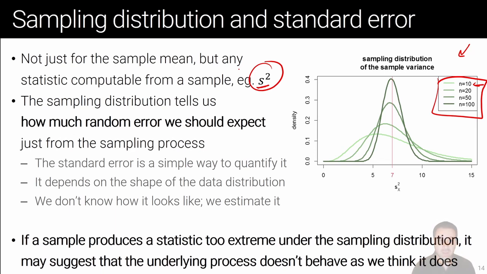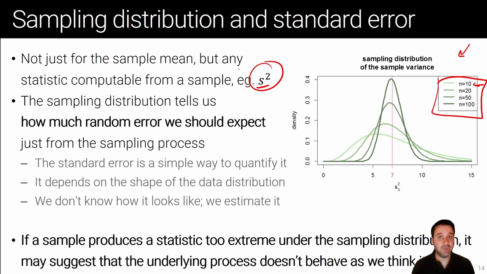That is the point. And so if a sample produces a statistic too extreme under the sampling distribution, then it can suggest that the underlying process doesn't behave like we think it does. So we are studying a certain process, certain phenomena, and we surely have a certain hypothesis for how it works, and we want to test it. Now, under that hypothesis, we should be able to define what the sampling distribution of those statistics looks like.